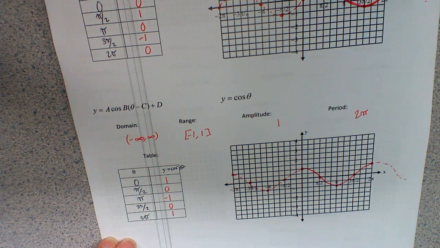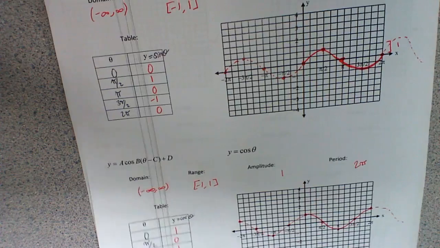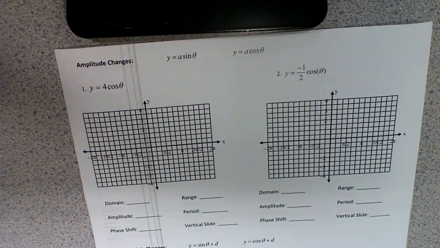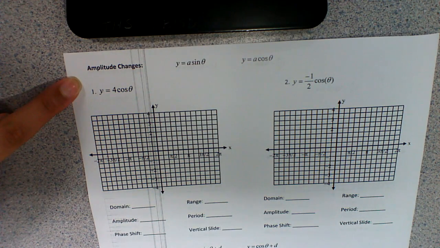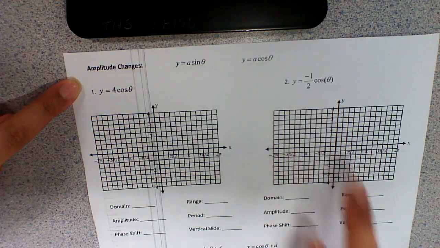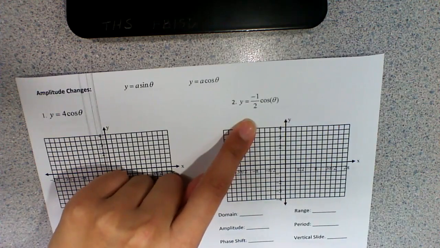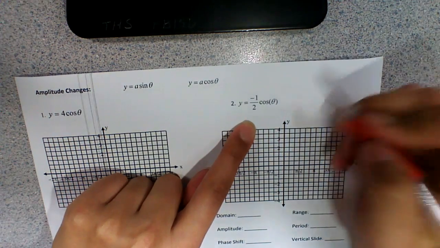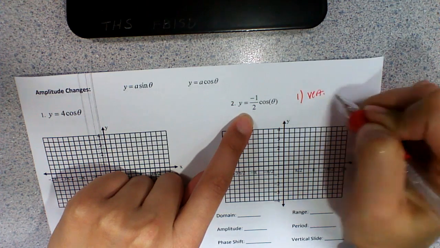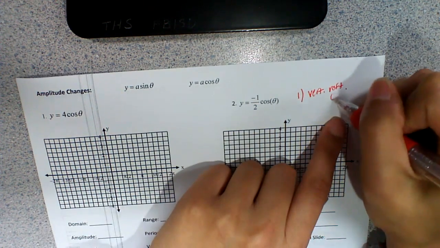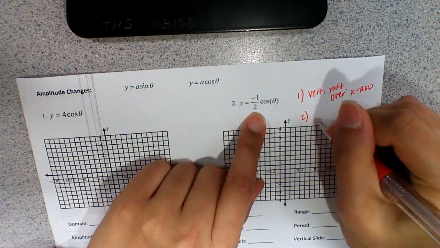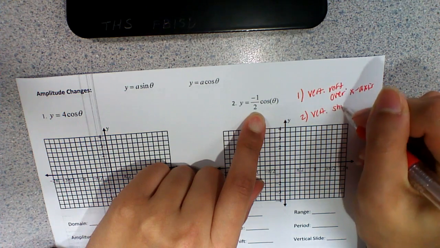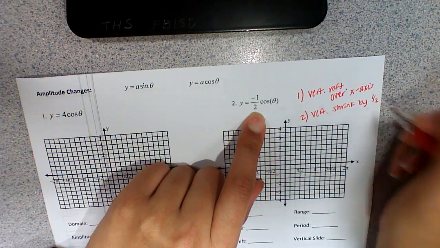So now what we're going to do is take these parent graphs and transform them. So on page 3, for the first 2 problems, you have amplitude changes. Now remember, that's the distance from the midpoint to the highest point on your graph. And that number will be located right over here. So I'm going to do number 2 for you. Number 2 actually has 2 transformations to take care of. The first thing is the vertical reflection over the x-axis. And the second transformation is your vertical shrink by 1/2.